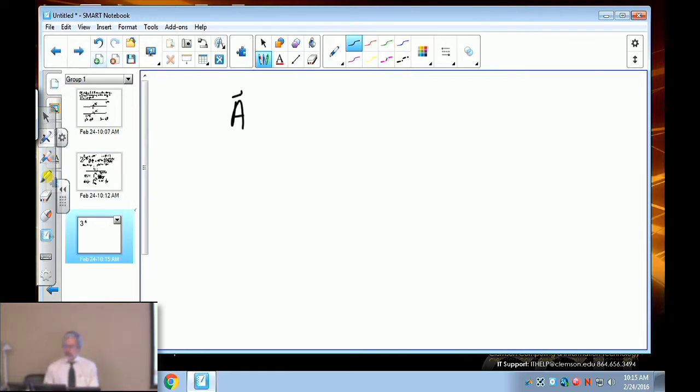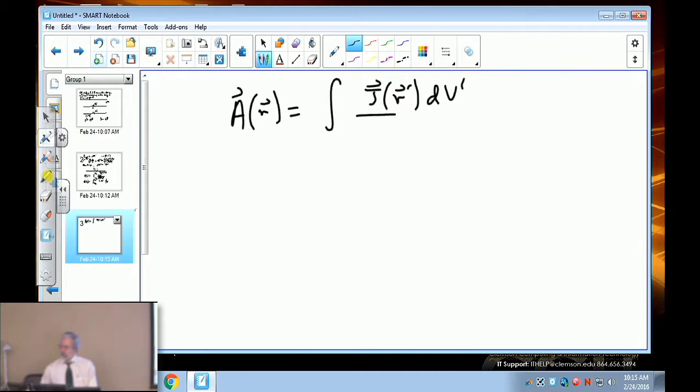So the vector potential at location R is an integral of J R prime dV prime over, again, the magnitude of R minus R prime. So this little piece of current contributes to the vector potential, again, according to its magnitude and direction, and weakened by the distance from the source to the location.